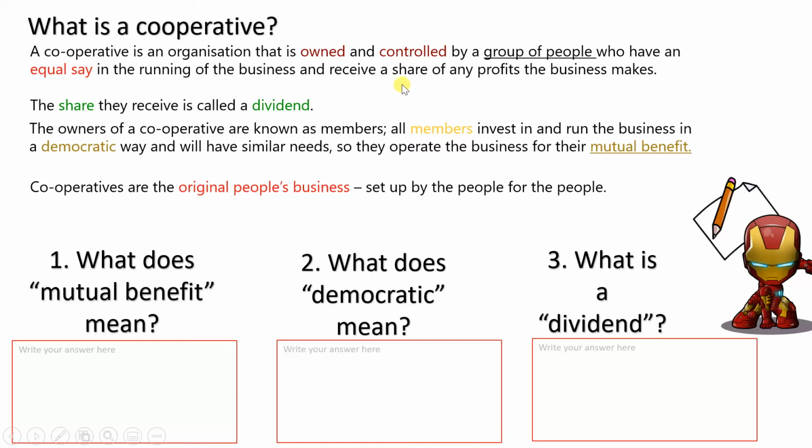Are they getting all parts of the profits, or are they getting a share or a percentage? Are the individual members all getting that share of the profits? Because of what it is, it's not just called a share of the profits, it's got its own word invented, which is a dividend. So your job is to write it in the box.